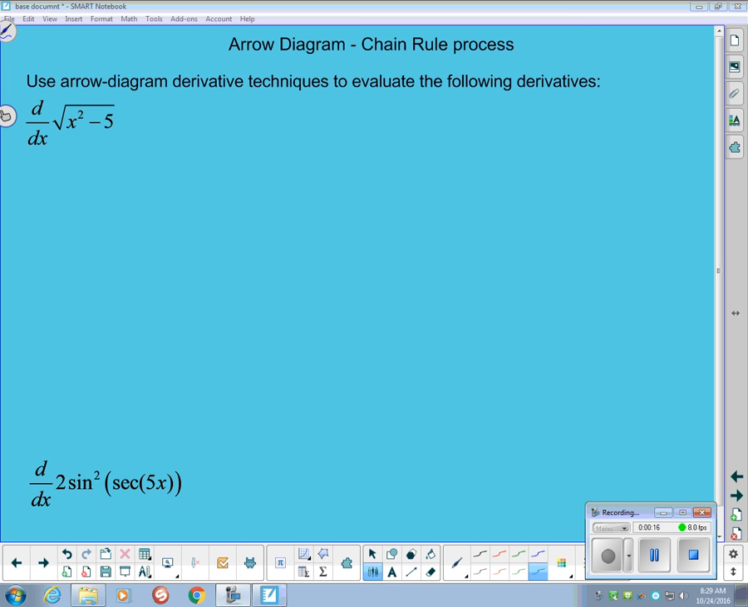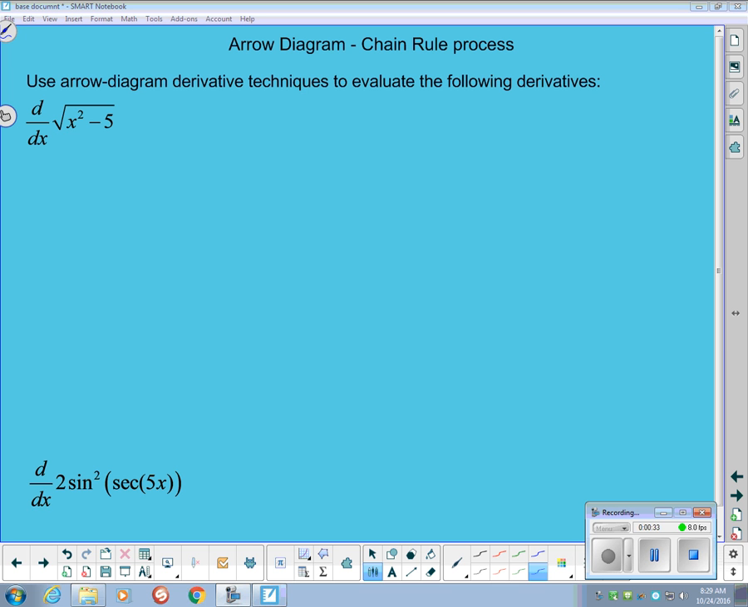So the first thing that we need to do in this first problem of taking the derivative of the square root of x squared minus 5, the first thing we want to note is that what's under the square root is not just an x, so this is going to require a chain rule. There's something more complicated going on.